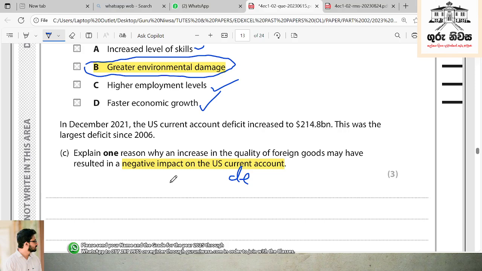The increase in quality of goods and services may have resulted in a negative impact on USA current account, because if we can import the quality goods from other countries, demand for imports will increase, causing the deficit of the current account to increase. Like that, you can use your own words, Lamai. It doesn't matter.